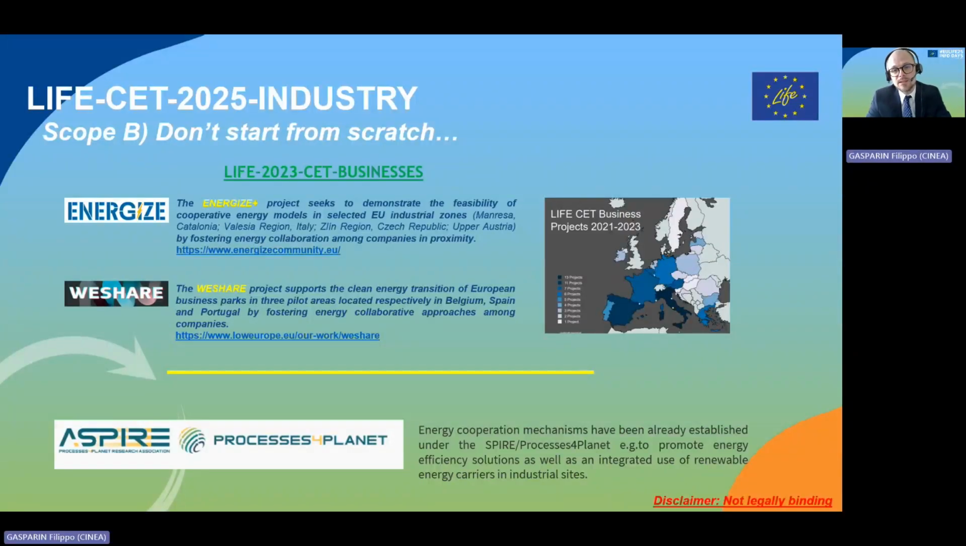On the right-hand side, there is this map which shows the geographical coverage of the 16 projects that have been funded under the LIFE-CET business topic for 2021 to 2023. As you can see, there are some member states that are overrepresented, some others less. Of course, we would like all the countries to take action and be involved.